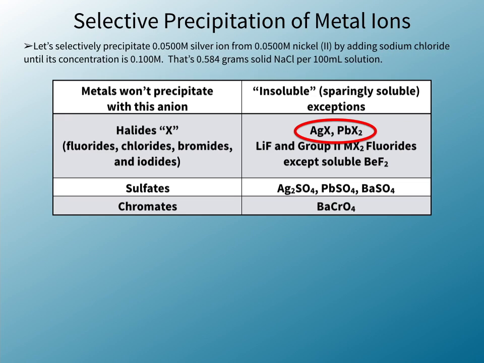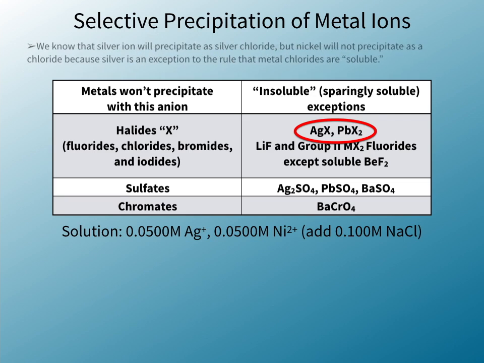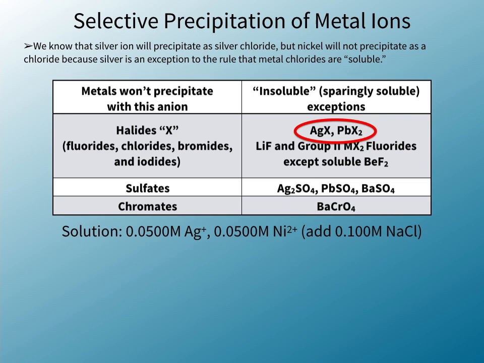Let's selectively precipitate 0.05 molar silver ion from 0.05 molar nickel 2 by adding sodium chloride until its concentration is 0.1 molar. That's 0.584 grams solid sodium chloride per 100 milliliter solution. We know that silver ion will precipitate as silver chloride, but nickel will not precipitate as a chloride because silver is an exception to the rule that metal chlorides are soluble.